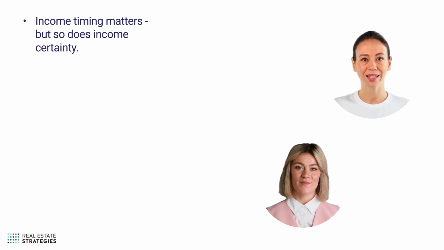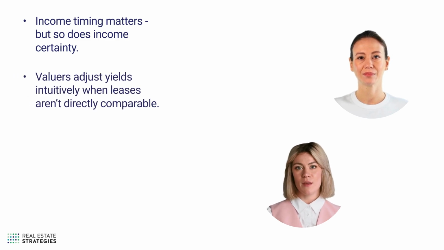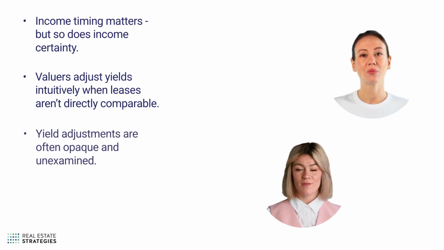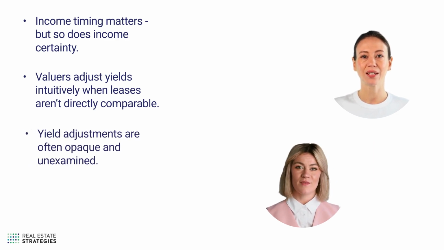Lease-backed income today is certain, but income in 10 years might just be an assumption. That's the risk behind the income. But in property, we've glossed over it for too long. Valuers reach for comparable evidence, but when the leases don't match, they adjust the yield with no real explanation or even awareness of what they're adjusting for.